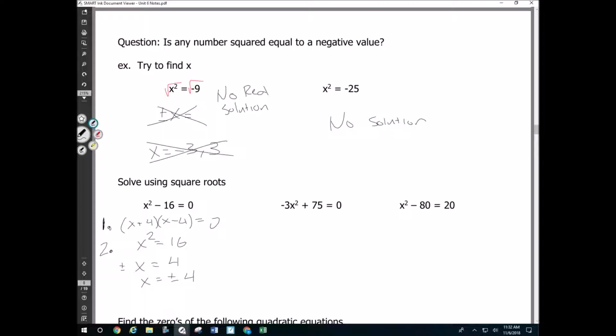Turns out you could factor out a -3. But maybe instead of trying to factor this, I isolate the x squared by subtracting 75 and dividing by -3. Then all of a sudden I say, oh, I have an x squared by itself. I could square root or take both sides to the 1/2 power, giving me plus or minus x equals 5. Well, x could have been positive or -5.